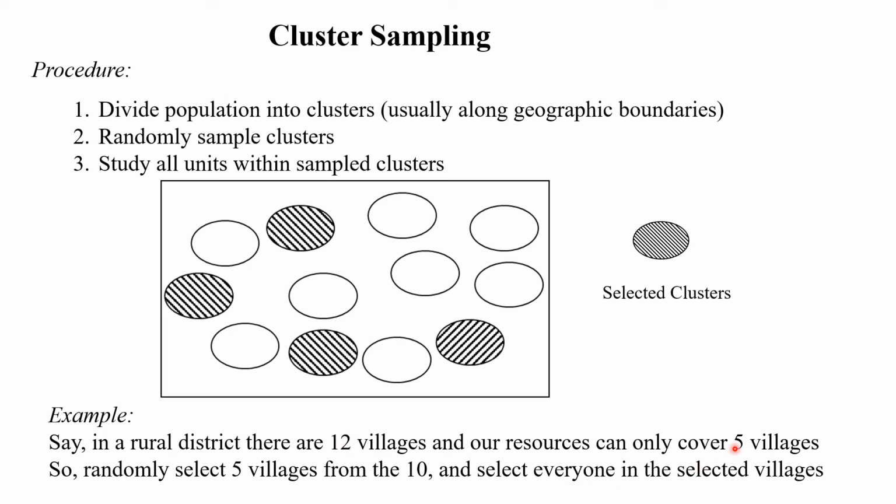We can cover only 5. So draw randomly 5 numbers from 12. This is the 5 selected. So within the selected 5, we study everybody. So that's called cluster sampling. This also has some disadvantages. Whatever method you're using, none is perfect. One can be better than another in one situation, but not in another. So you must decide what is an appropriate sampling design to use in a study.